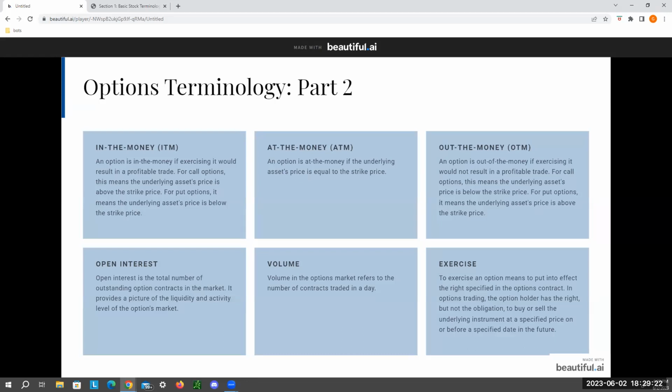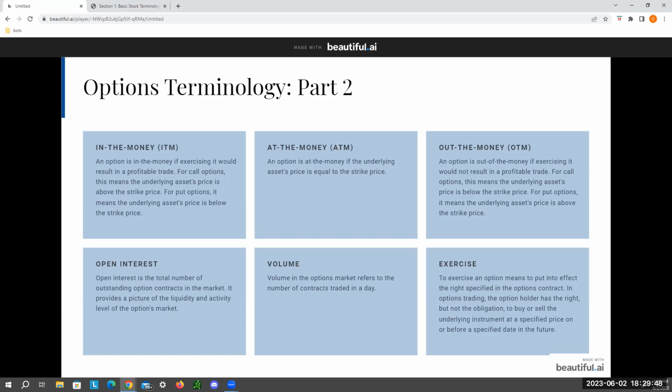Open interest is the total number of outstanding options contracts in the market. On an options chain, you'll see OI. It's also known as OI, but it's open interest. That's showing you how much liquidity is within that contract. It's a specific contract because every contract has its own open interest and every contract has its own volume. So volume in the options market refers to the number of contracts traded in a day. Volume is very simple. Open interest is very simple as well.